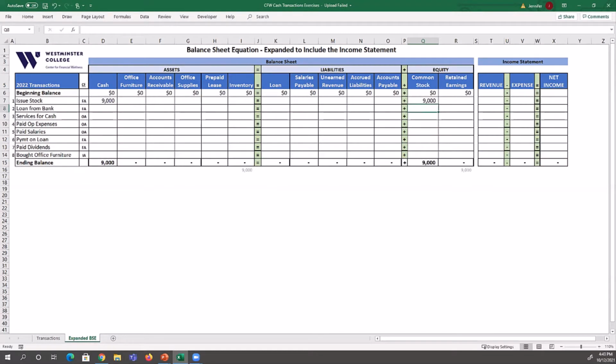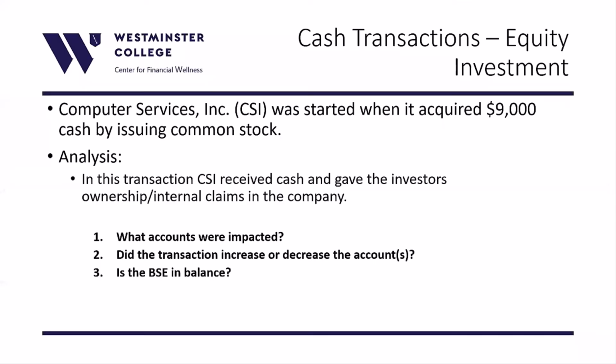Something I want to show you on this. Notice that total assets increased. Sometimes this kind of a transaction will be referred to as an asset source transaction, meaning that total assets increased. Okay, next transaction.